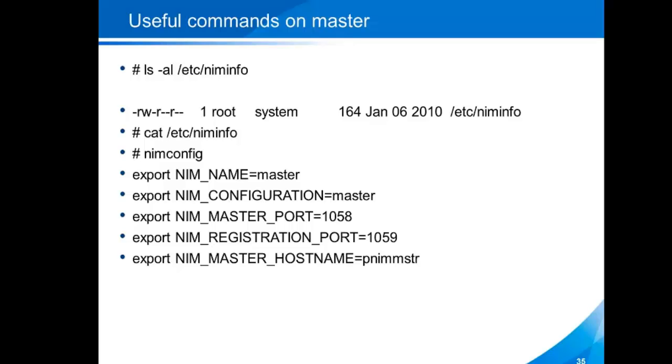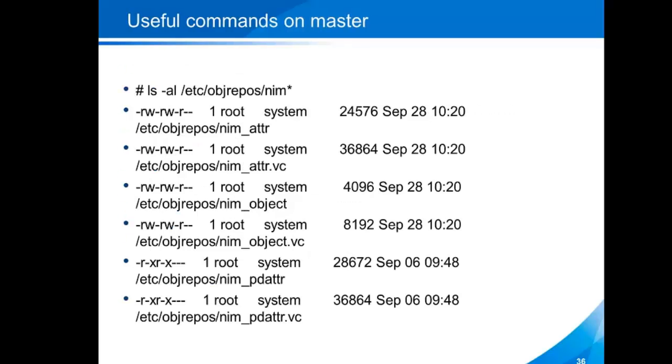So it's defining the NIM master and the ports that it's going to speak on. For instance, if in your data center they had ports 1058 and 1059 blocked, you would either have to go and request that they be unblocked or change the ports for the NIM master and NIM registration to different ports that they haven't blocked. So you can get the information out of this to then give to your firewall people.